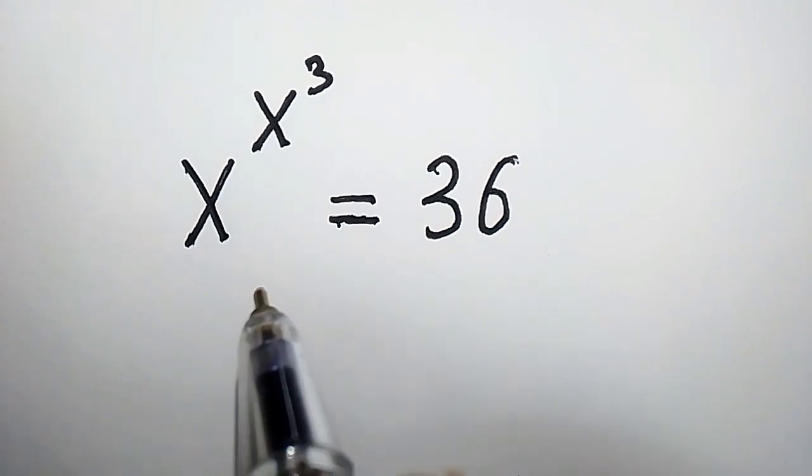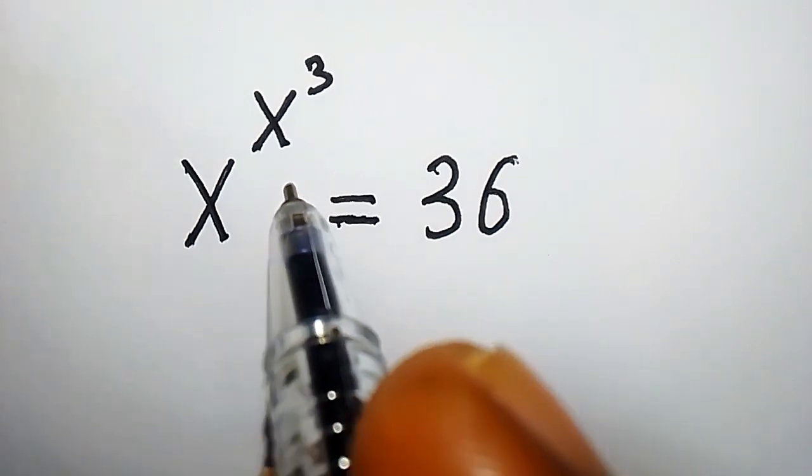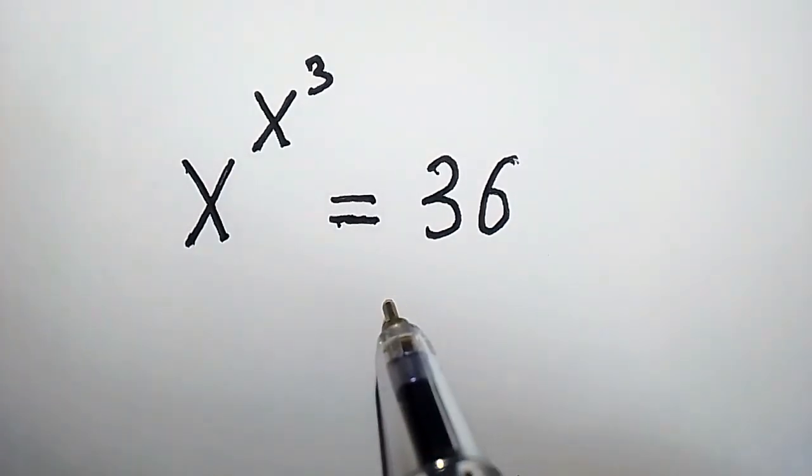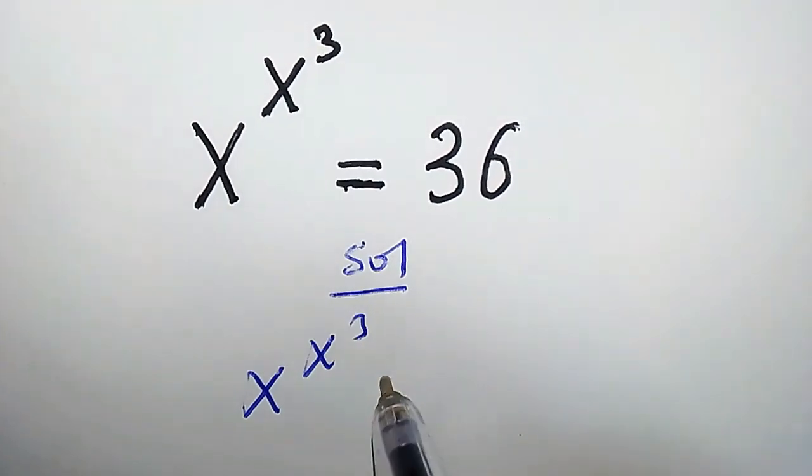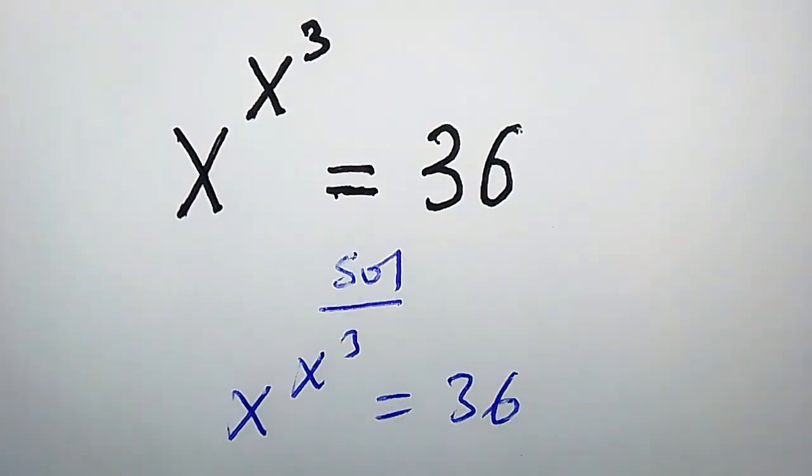Hello, how do we solve for x? x to the power of x cubed is equal to 36. Solution. We have x to the power of x cubed equal to 36.